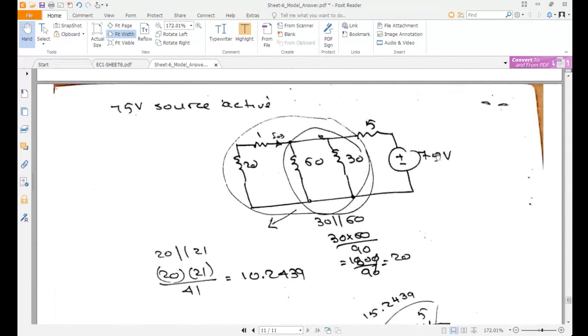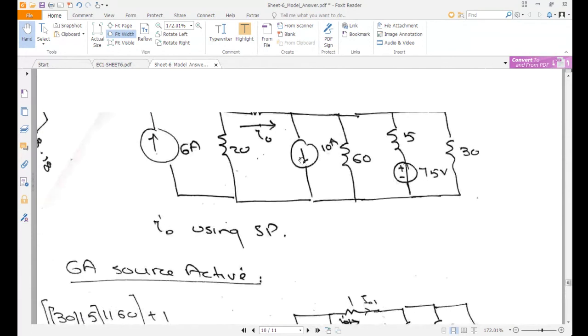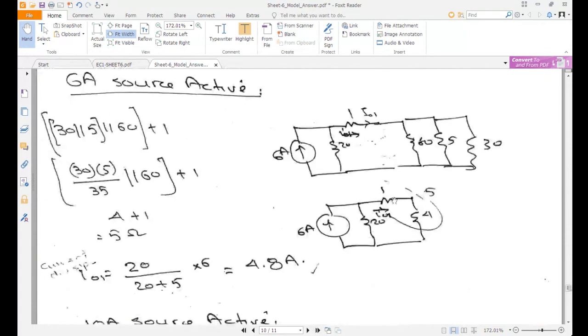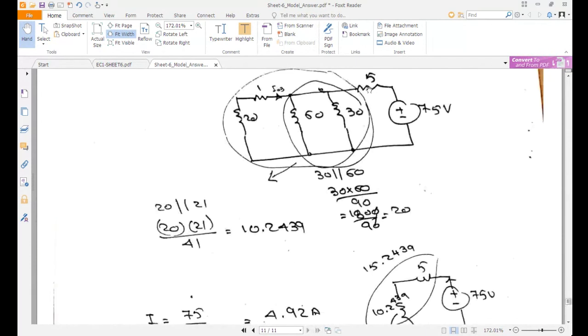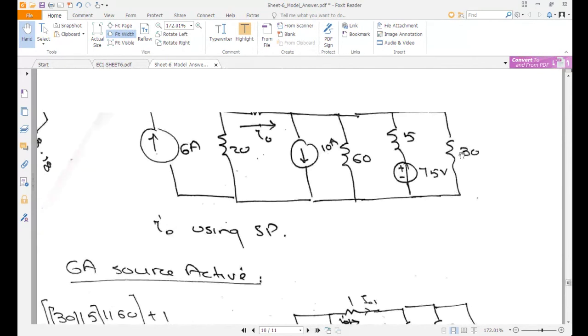Then I3. What is I3? This resistance alone is acting, and these two are zeros. This alone is acting. Here 30. So you can use any formula. You can draw here 30.